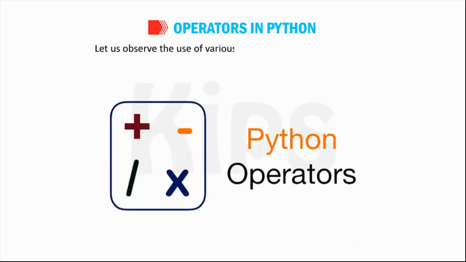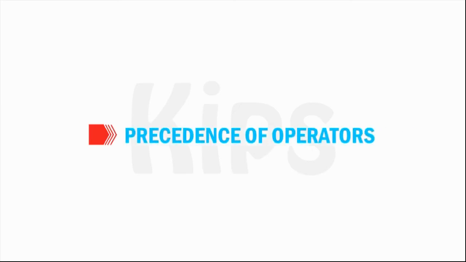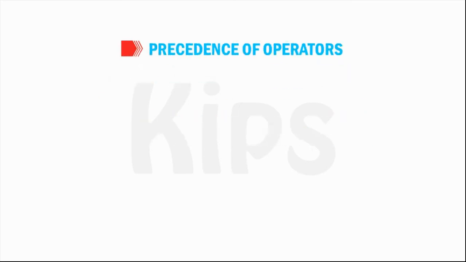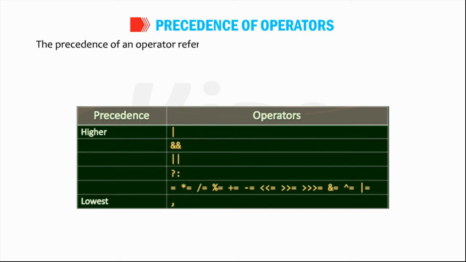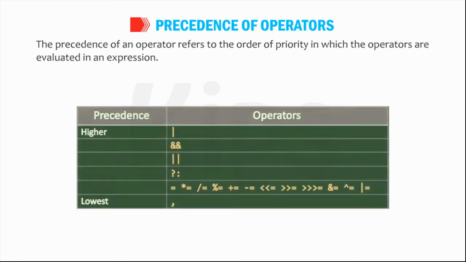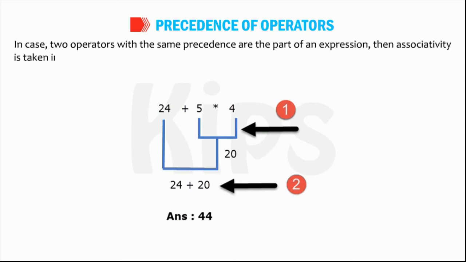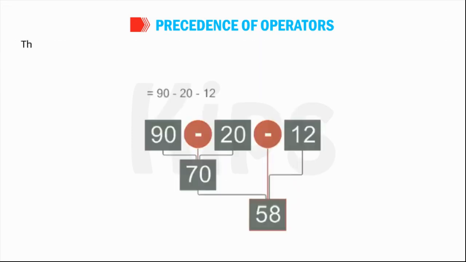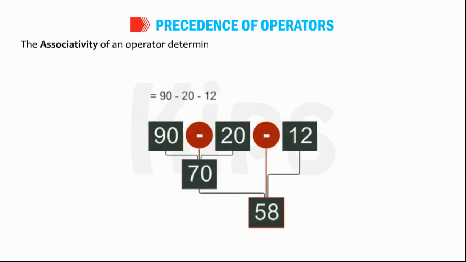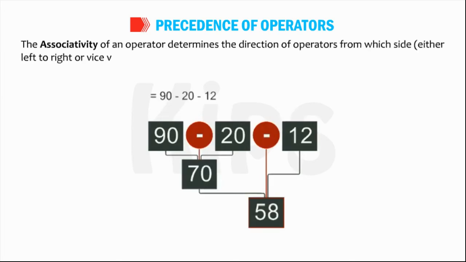Let us observe the use of various operators in Python programs. Let us learn about precedence of operators. The precedence of an operator refers to the order of priority in which the operators are evaluated in an expression. In case two operators with the same precedence are part of an expression, then associativity is taken into consideration. The associativity of an operator determines the direction, from which side, either left to right or vice versa, the expression should be resolved.